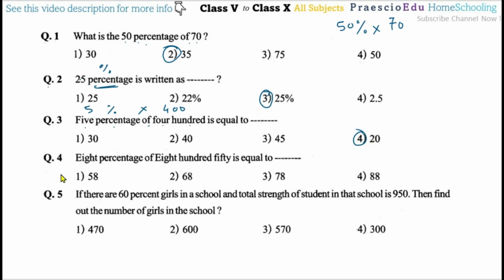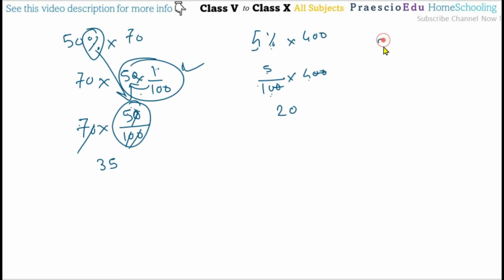Now question number 4, 8% of 850 is equals to how much? "Of" means multiplication. Okay, so this is word format. I write it down in an equation format. Now we can solve it. So 8% of 850 is equals to how much?